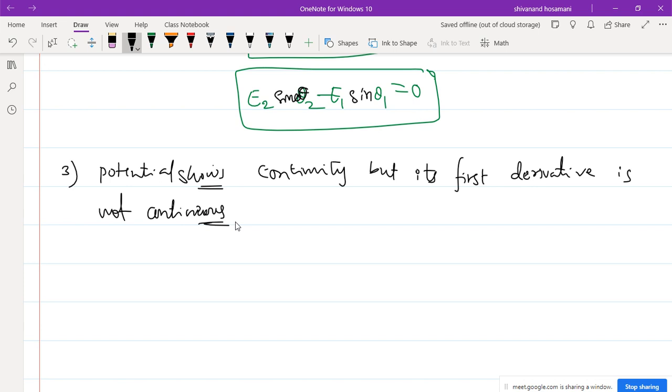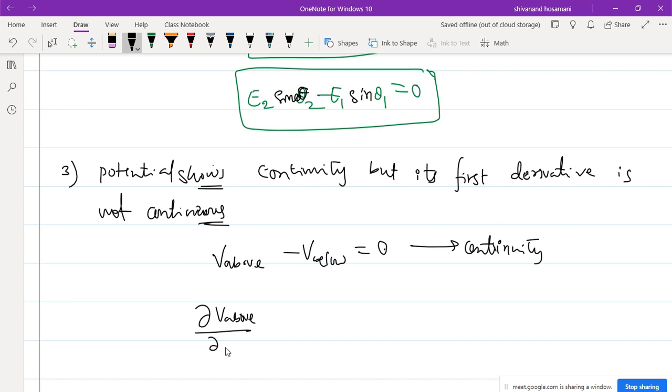First derivative not continuous ಅಂತ ಹೆಂಗ್ ಡಿಫೈನ್ ಮಾಡೋದು? ಈಗ V above minus V below should be equal to 0. ಇದೇನು ಹೇಳ್ತದೆ, continuity ಹೇಳ್ತದೆ. Then what about the first derivatives? Dou V above divided by dou n, n ಅಂದ್ರೆ ಯೂನಿಟ್ ನಾರ್ಮಲ್ ವೆಕ್ಟರ್ಸ್ ಗಳಿಂದ ಡಿಫರೆನ್ಶಿಯೇಟ್ ಮಾಡ್ತೀವಿ, minus dou V below divided by dou n. These are not the same, that is minus sigma divided by epsilon.